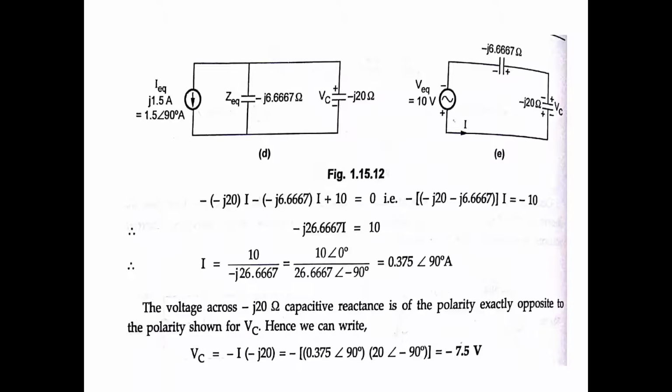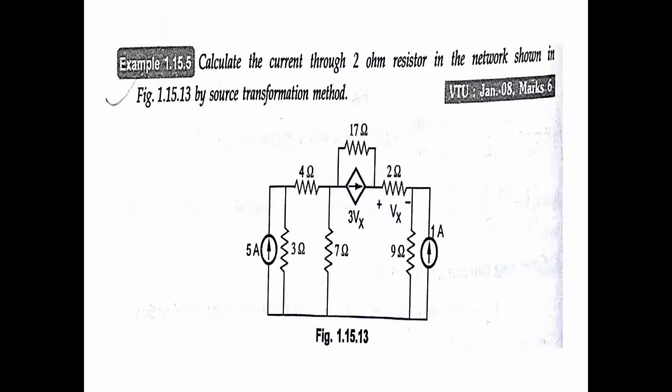Next you calculate VC. How to get VC value? Calculate minus j20, just the current value and this value, current value and 0.376, 0.375 into minus 90, we get 7.5.